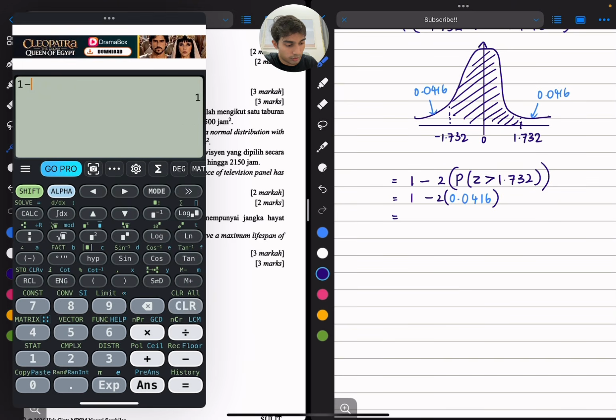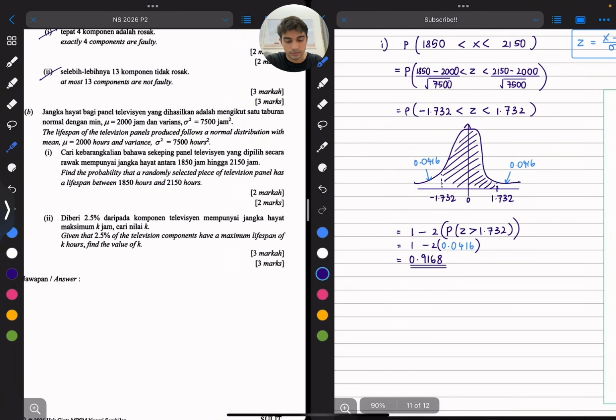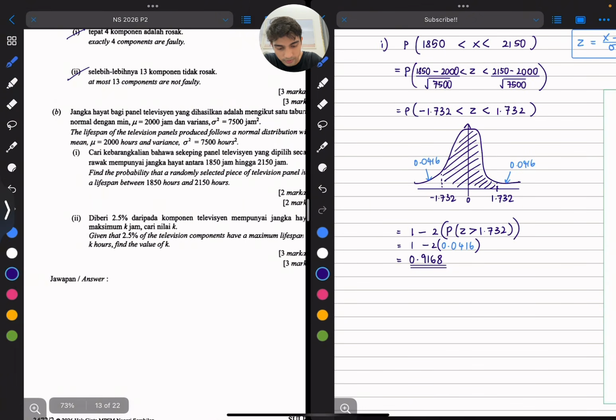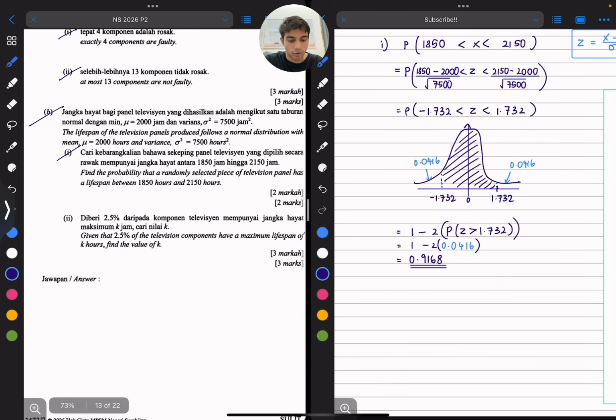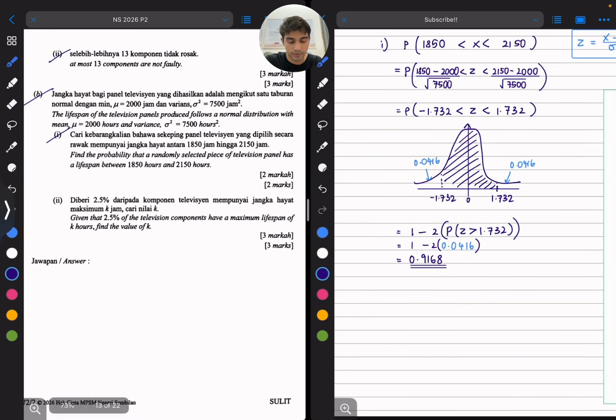Okay, so we have to times 2 times of that. So 1 minus 2, we get 0.9168. Done. That's the probability between 1850 and 2150. Alright, the next one.